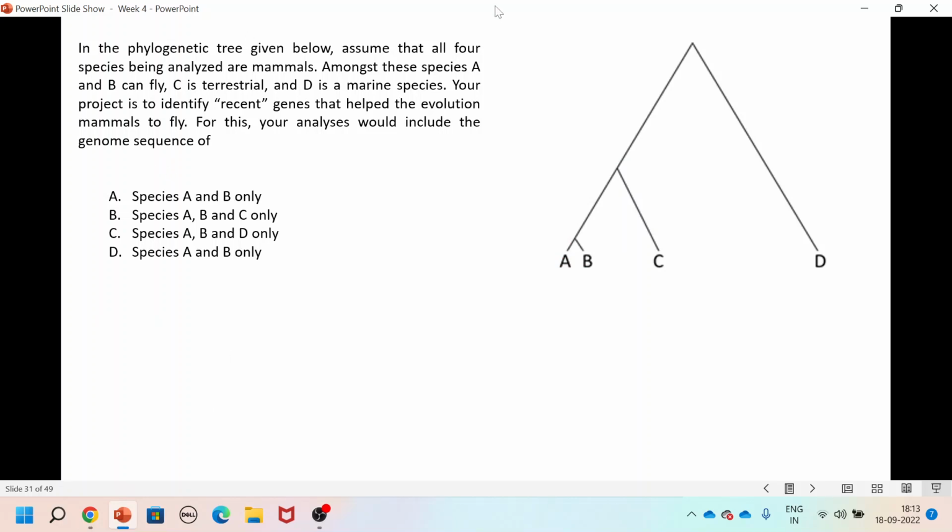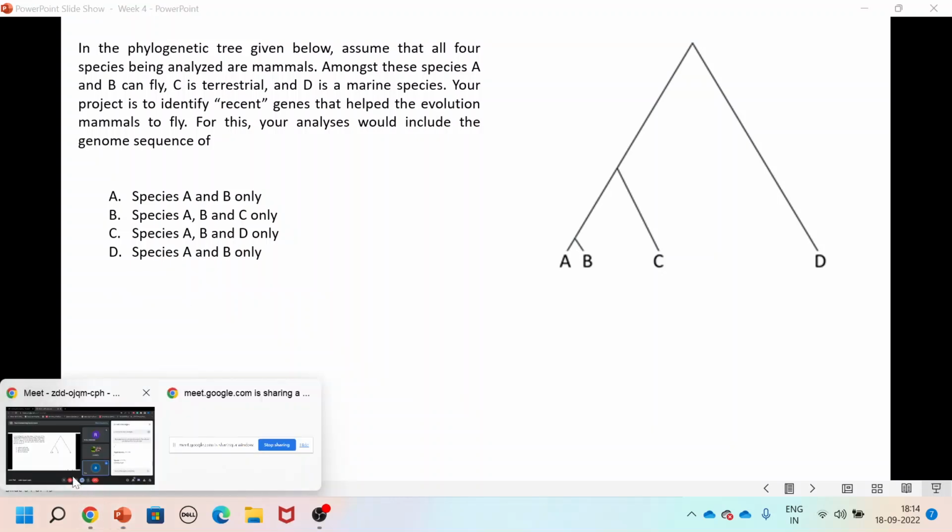The next question is on the phylogenetic tree, which is given here. All the four species being analyzed are mammals. Amongst these species, A and B can fly, C is terrestrial, and D is a marine species. My project is to identify the recent genes that helped in the evolution of mammals to fly. For this, I would analyze the sequences of both species A and B only, species A, B, and C only, species A, B, and D only, or species A and B only.